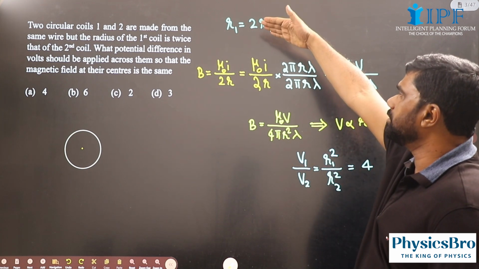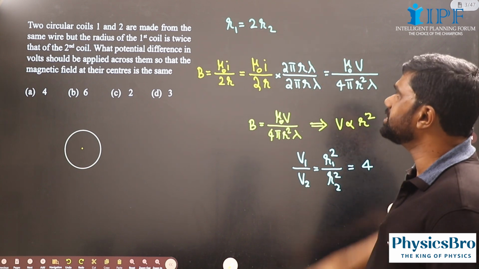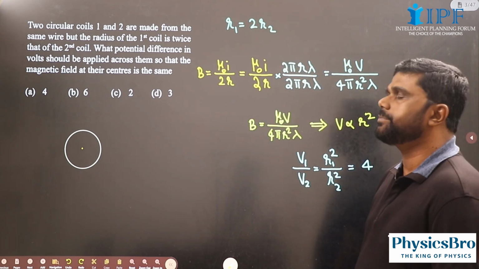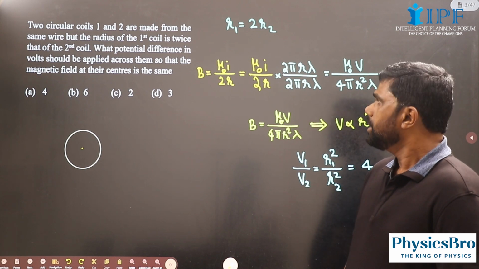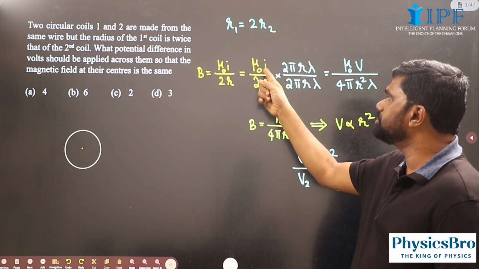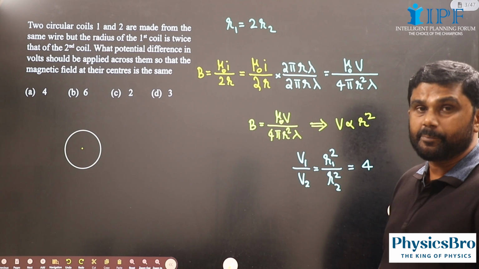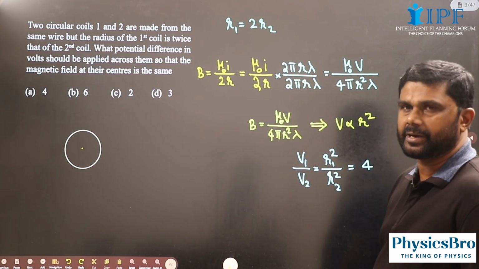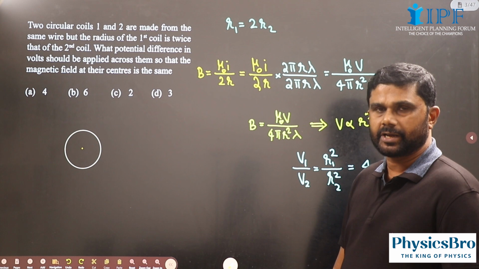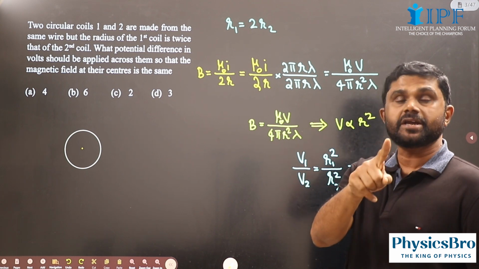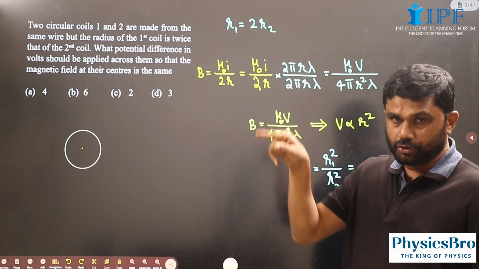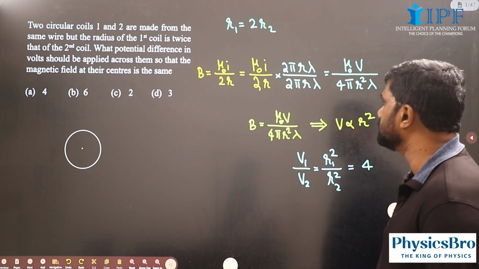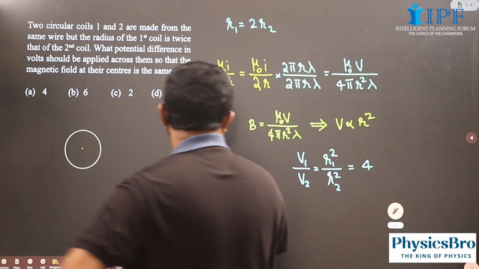The radius R1 of the first coil is twice the radius of the second. Magnetic field B equals mu 0 I by 2R. Now see, B equals mu 0 I by 2R. Let me multiply both the numerator and denominator by 2 pi r lambda. 2 pi r is the length of one turn and lambda is the resistance per unit length.